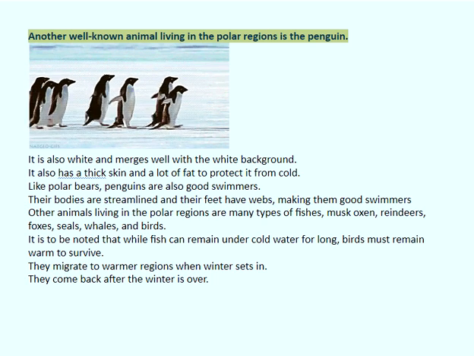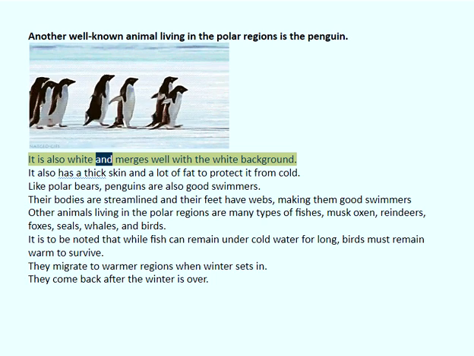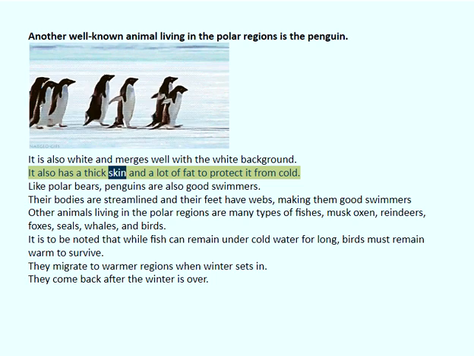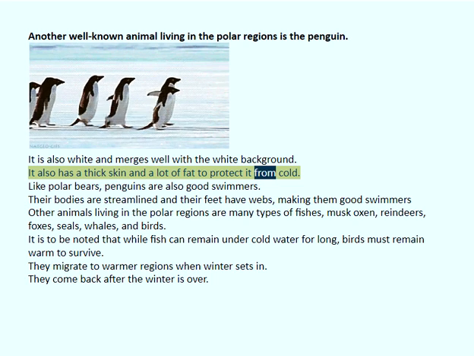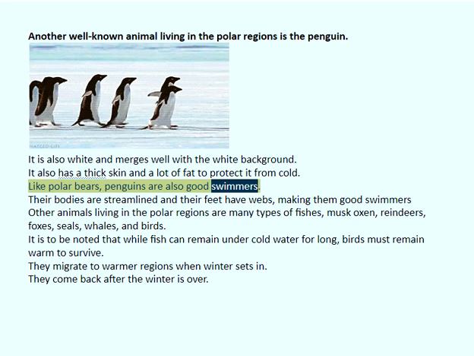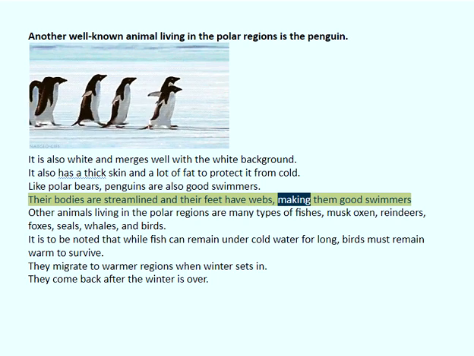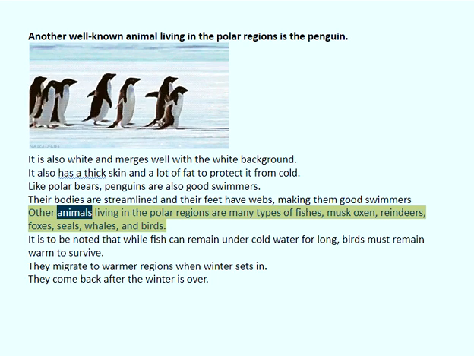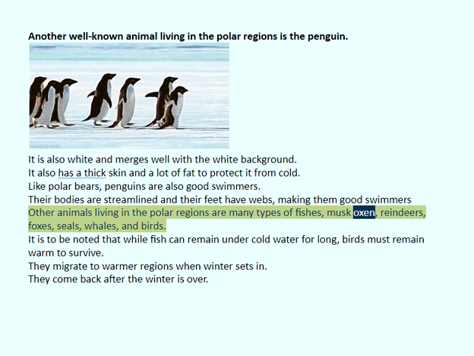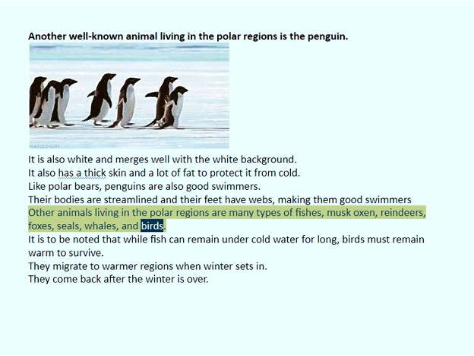Another well-known animal living in the polar regions is the penguin. It is also white and merges well with the white background. It also has a thick skin and a lot of fat to protect it from cold. Like polar bears, penguins are also good swimmers. Their bodies are streamlined and their feet have webs, making them good swimmers. Other animals living in the polar regions are many types of fishes, musk oxen, reindeers, foxes, seals, whales, and birds.